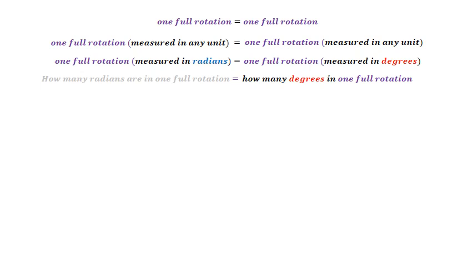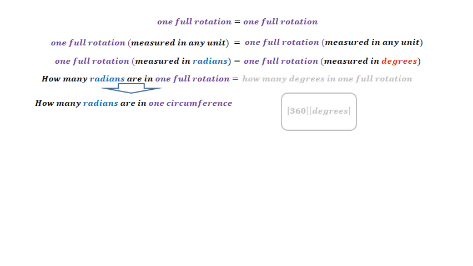Let's focus on the right side for a moment. We know that there are 360 degrees, and we'll just put that down. There it is. Now over to the left. We will look at this in more detail than the right. We can rephrase it as how many radians are in one circumference.